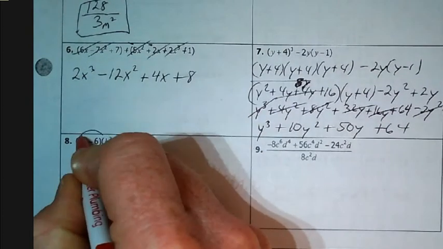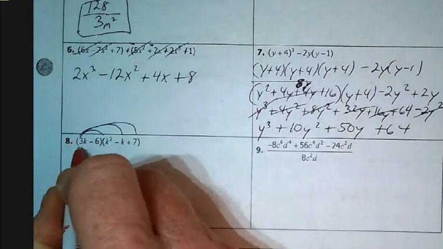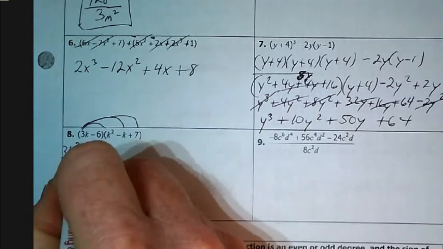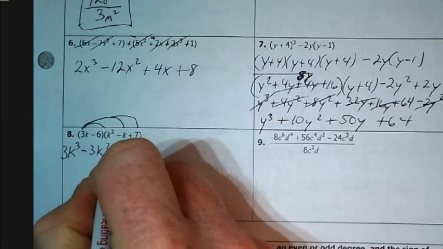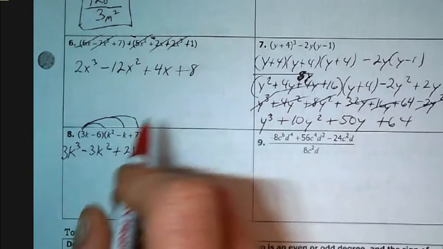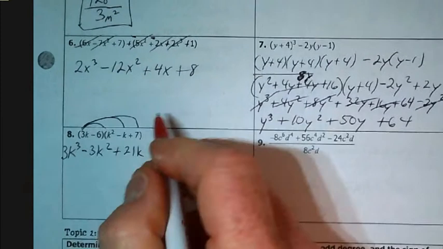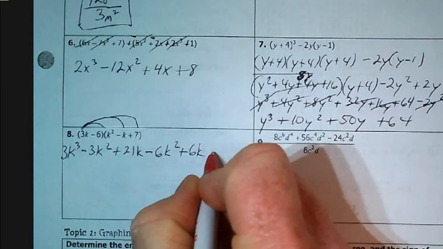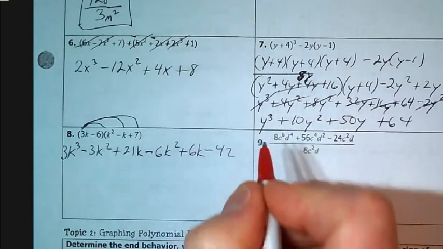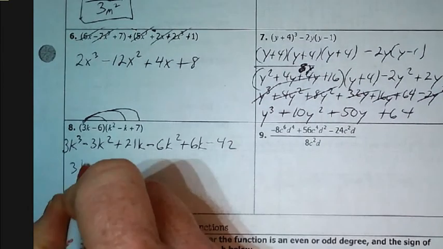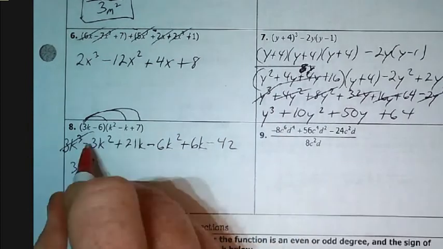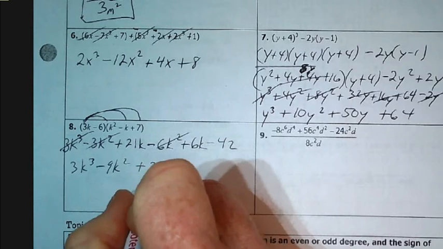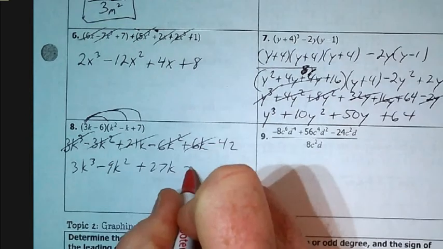You distribute. So 3k times k squared is 3k cubed minus 3k squared plus 21k. Then you distribute the 6, or the negative 6. Negative 6k squared plus 6k minus 42. So 3k cubed minus 9k squared plus 27k minus 42. Whoops.